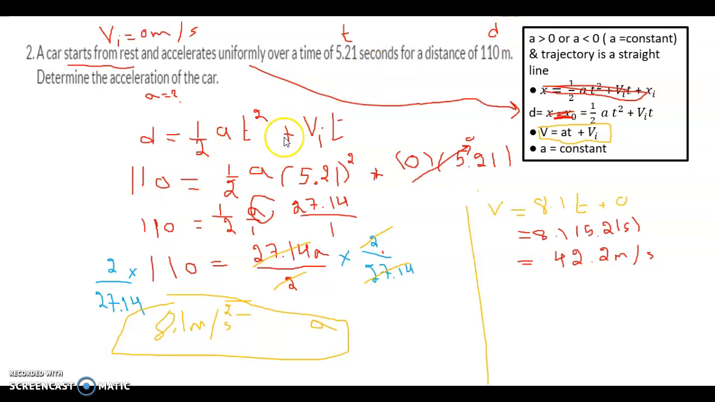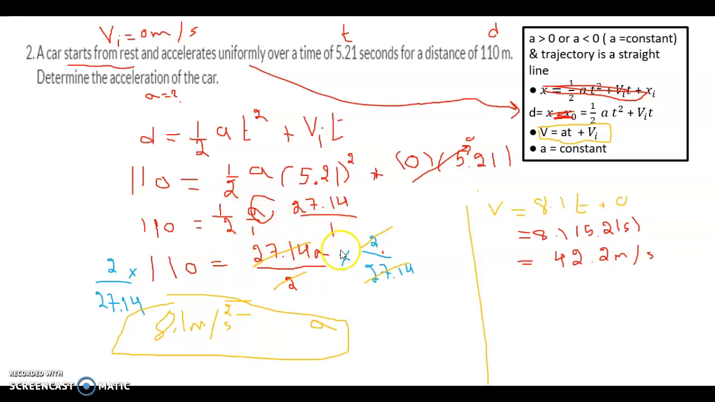D equals half AT squared plus VIT. 110 equals half A times 5.21 squared plus 0 times something. So this whole term cancels, becomes 0, is null. So we have 110 equals half A times 5.21 squared. On the calculator, 5.21 squared is 27.14. So now on the right side of this equation, we have 27.14 A over 2.